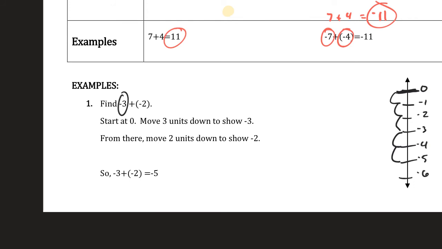If I was using what we talked about up here, both my integers are negative. So I add their absolute values, 3 plus 2, and I get 5. My original values are negative, so my answer is going to be negative. That's how we got negative 5.